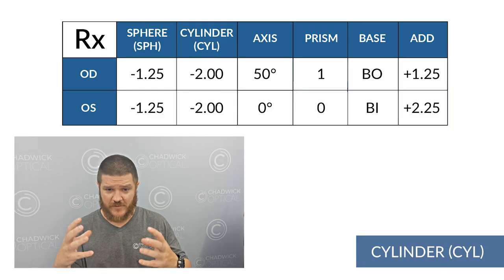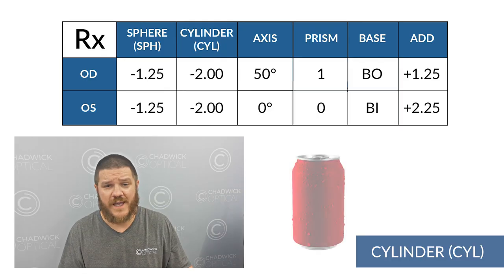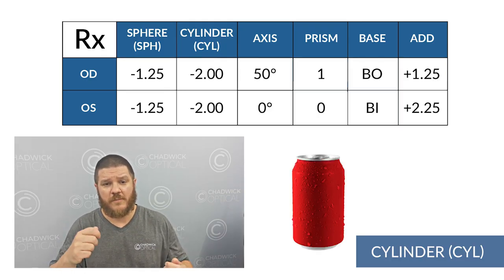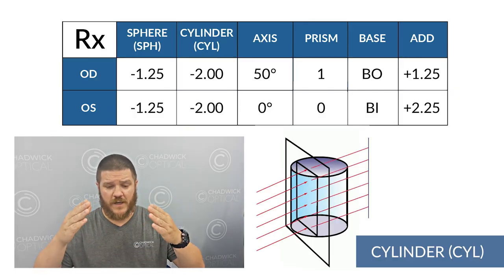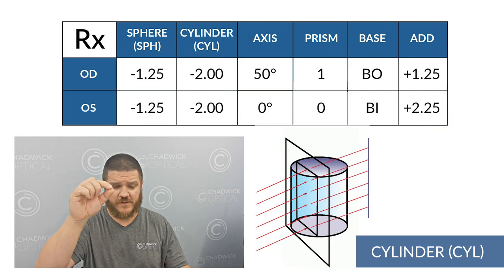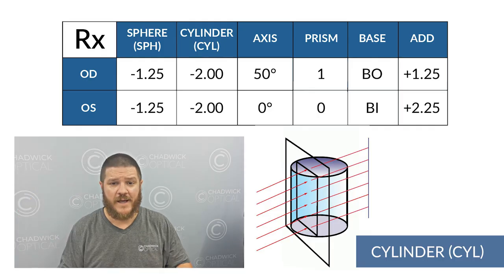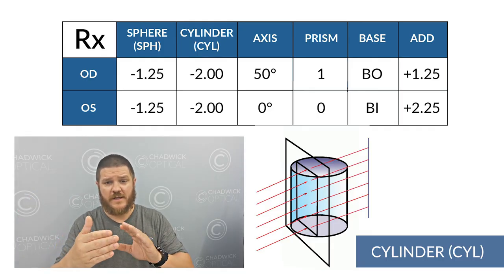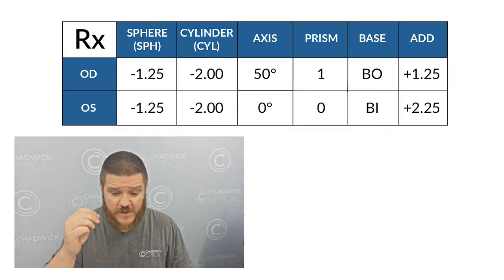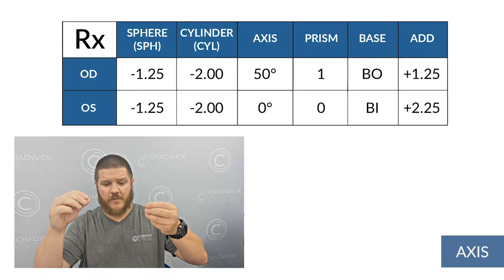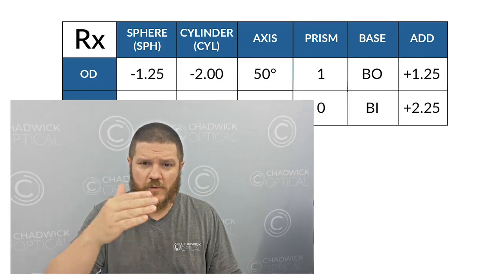Now, the second number is called the cylinder. Similar to how a sphere is a sphere, a cylinder is a cylinder. So picture a can, and instead of focusing light to a point, a cylinder focuses light to a line. If I put light through a sphere, everything's going to focus to a single point. If I put light through a cylinder, everything is going to focus to a single line. Depending on the curve of the cylinder, the distance to the focus line will change. So that's the cylinder. Now the axis is what angle that cylinder is held at and where you want to focus that line.